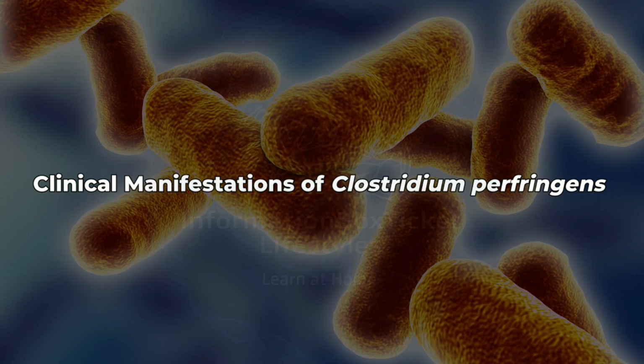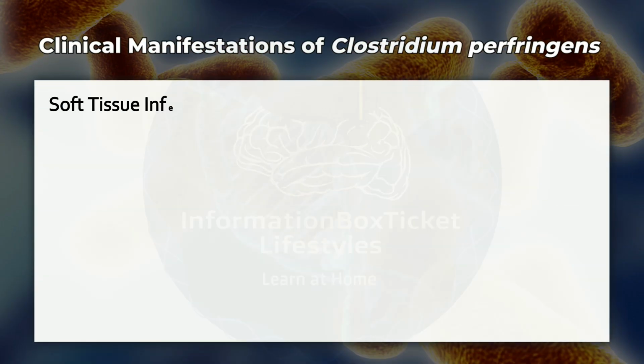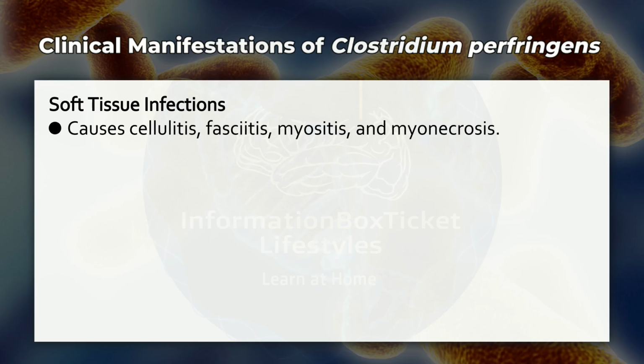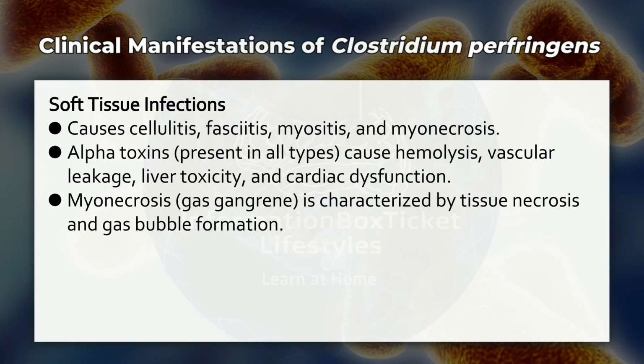Clinical manifestations of Clostridium perfringens. Soft tissue infections. Causes cellulitis, fasciitis, myositis, and myonecrosis. Alpha toxins, present in all types, cause hemolysis, vascular leakage, liver toxicity, and cardiac dysfunction. Myonecrosis, gas gangrene, is characterized by tissue necrosis and gas bubble formation.